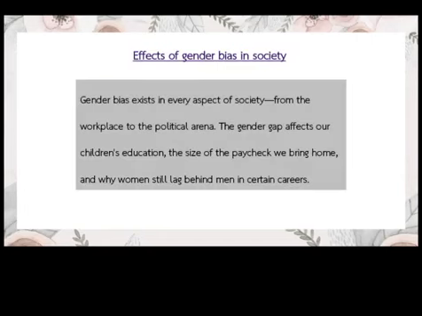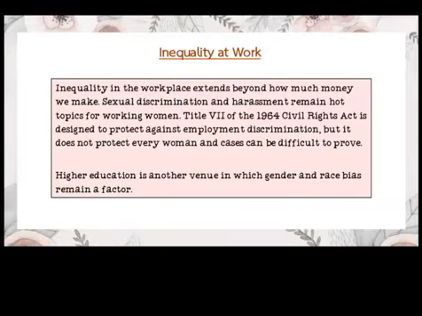Effects of gender bias in society. Gender bias exists in every aspect of society, from the workplace to the political arena. The gender gap affects our children's education, the size of the paycheck we bring home, and why women still lag behind men in certain careers.